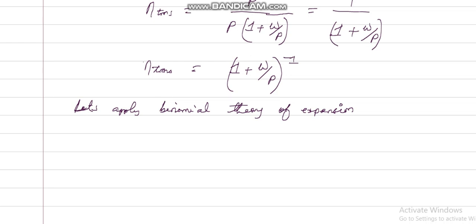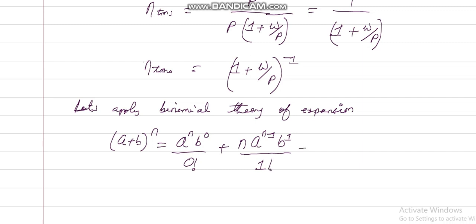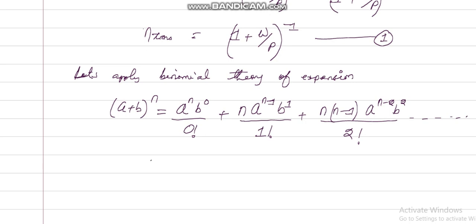Kwa hiyo from binomial theory of expansion, tukijikumbusha kidogo, tukiona a plus b power n, kama binomial theory tunasema a power n b power 0 over 0 factorial plus a power n minus 1 b power 1 over 1 factorial plus a power n minus 2 b power 2 over 2 factorial na kuendelea. Okay? Kwa hiyo katika expression yetu hapa, let's say this is equation 1. Okay? Equation number 1 hapo tunaona kwamba our a, what is our a? Our a is 1. Okay? This one.